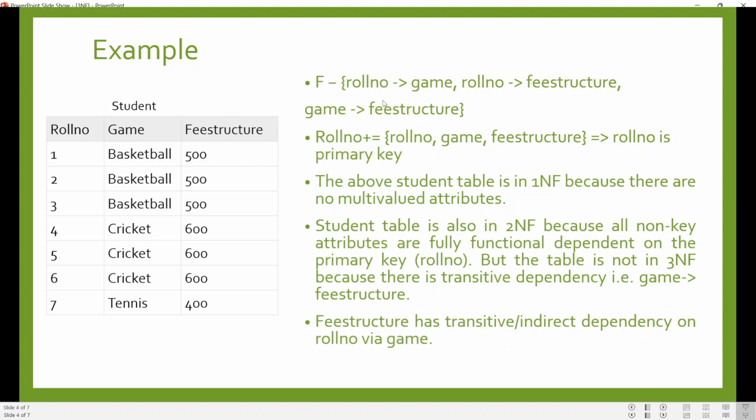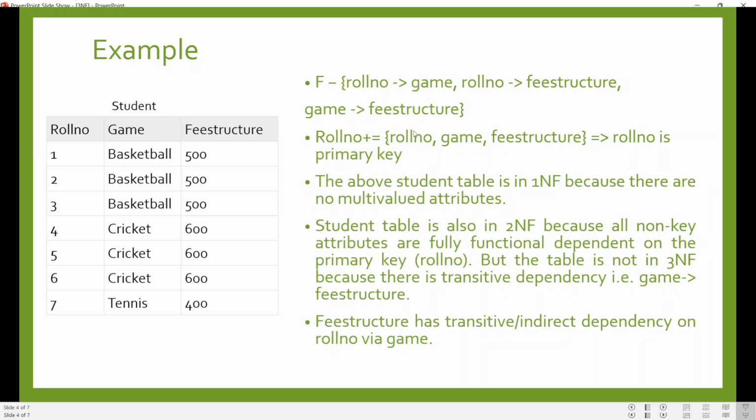Suppose you are taking the roll number closure. Because we have the functional dependencies like this, by knowing roll number you can find game, and by knowing roll number you can get fee structure. But by knowing game you can get fee structure again. So here there is a transitive dependency, if you see. So with roll number closure, we need to find which are the primary or super key attributes of this relation. When we take the closure of roll number, roll number itself will be in the set.